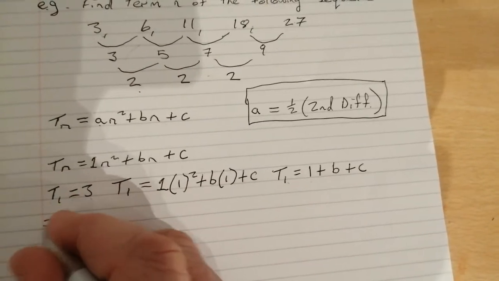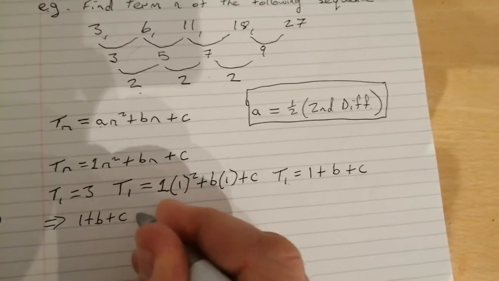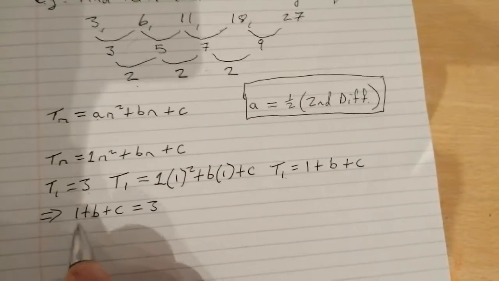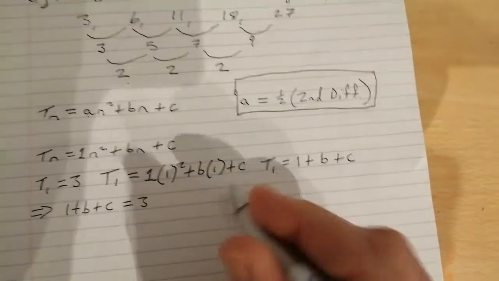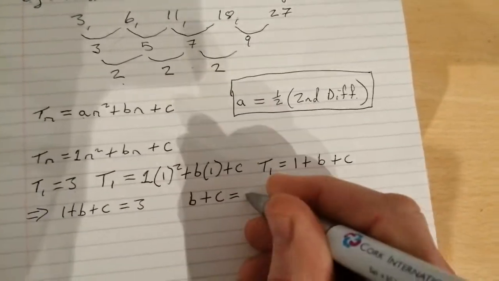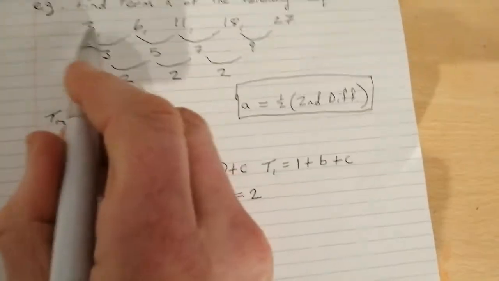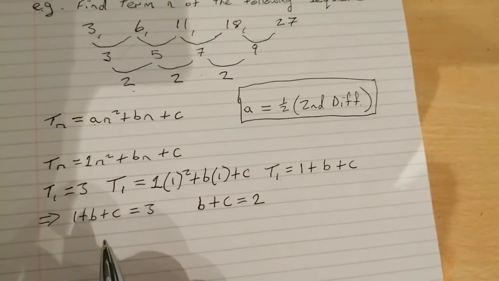So in my next line, I can say that it implies that 1 plus b plus c is equal to 3. And tidying it up a little bit, bringing the 1 over to the other side, it becomes a minus 1. I can say b plus c is equal to 3 minus 1, which is equal to 2. That's using the first term. Now I'm going to do that a second time.